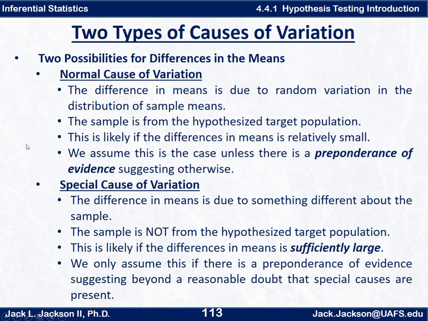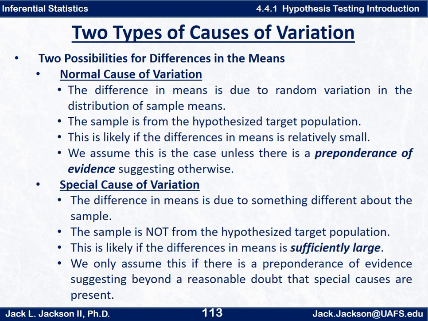So, these two different possibilities for the differences we describe as normal causes of variation and special causes of variation. So a normal cause of variation is a difference in means due to random variation in the distribution of sample means. The sample is from the hypothesized target population, and this situation is likely if the difference in means is relatively small. And this is the case that we assume is true unless there's a preponderance of evidence suggesting otherwise.